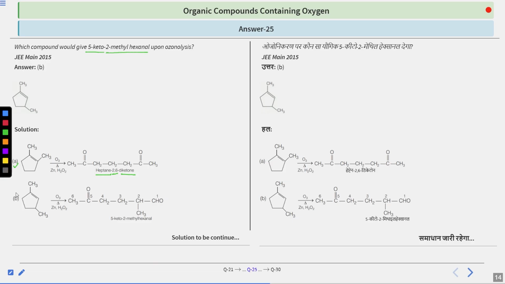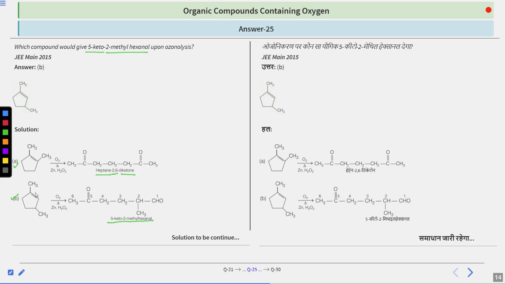So let's see for option B. In option B, you have a cyclopentene ring, methyl at the first and the third position. Again, you do the ozonolysis in the presence of zinc and hydrogen peroxide. This time you will get 5-keto 2-methyl hexanal. That means a ketone and an aldehyde group in the same chain.